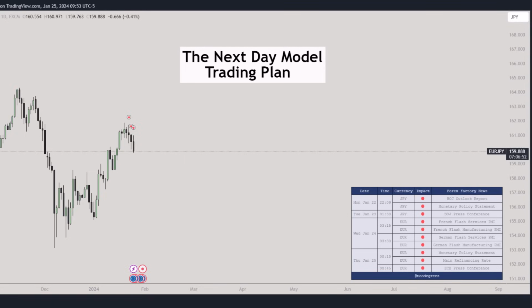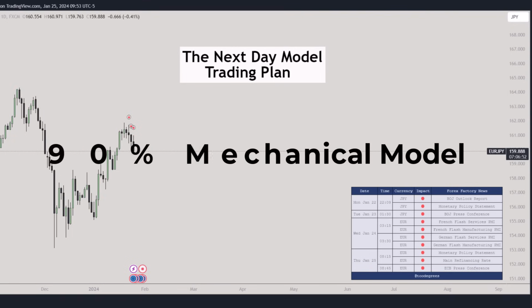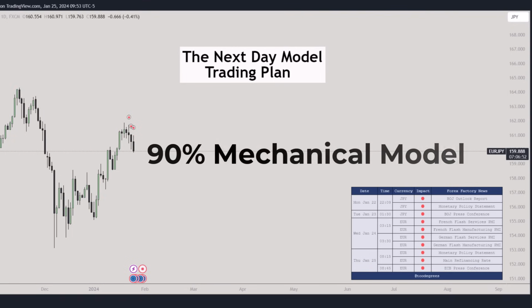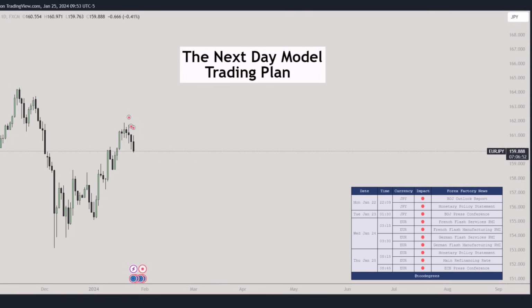In this video, I'm going to explain to you how to trade the MMXM next day model. I'm going to show you my version of it. So I have added some tweaks to it and I have made it around 90% mechanical. I will share with you the full simplified plan with all the steps that you need to follow to form a trade idea and execute.